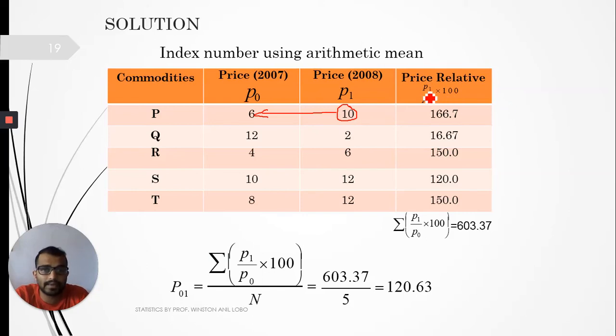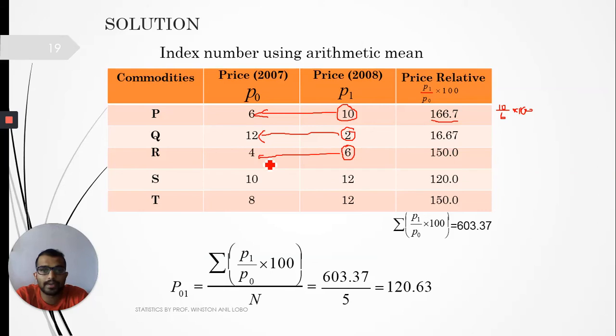See here. Price relative is P1 by P0 into 100. So for the first one, it will be 10 by 6 into 100. Check how much is that, students. Are you getting 166.66 or 67? Yes. Very good. Next one, students: 2 by 12 into 100. Next one will be 6 by 4 into 100.